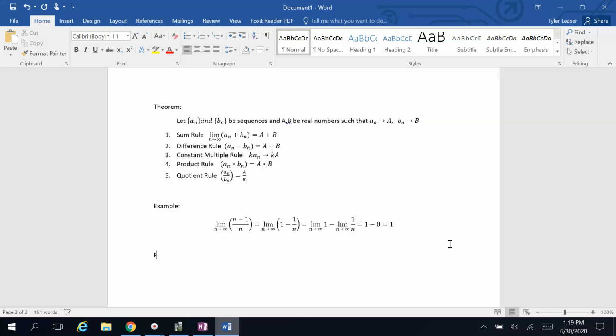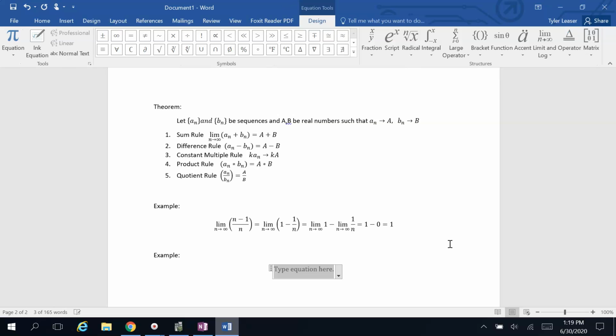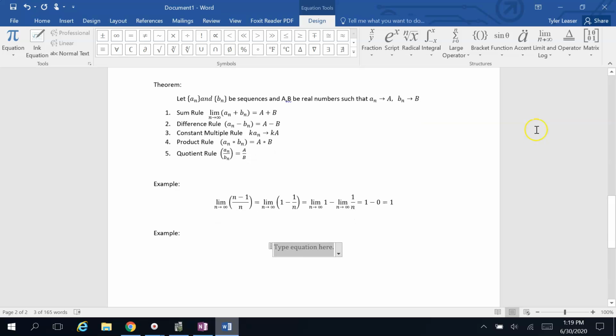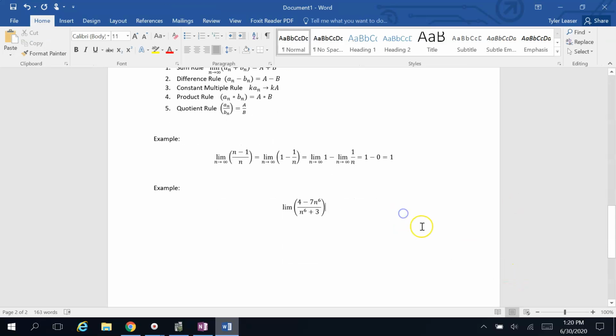I do have one more example here, a little bit more complicated. So let's look at, I'm going to ignore the limit stuff. Just know that it's the limit as n goes to infinity. So the limit of 4 minus 7n to the 6th, divided by n to the 6th, plus 3. Great. Okay, so I know that looks really bad, but believe it or not, we can use all of the rules up top there to break this thing down.